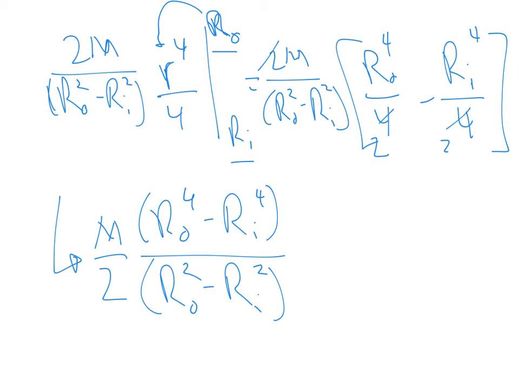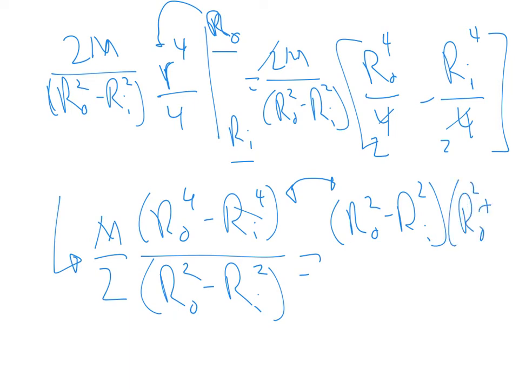So the trick here is we're going to expand this because this is a difference of perfect squares. Okay. So difference of perfect squares, right? The top part, I'm just going to write the top part, is r outer squared minus r inner squared times r outer squared plus r inner squared. Right? That's the top part.